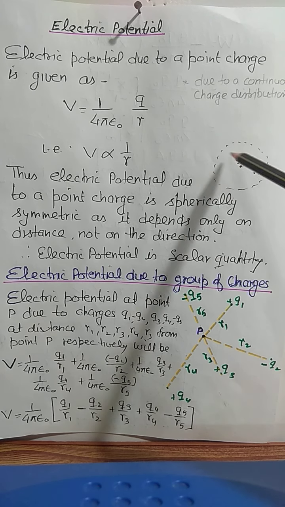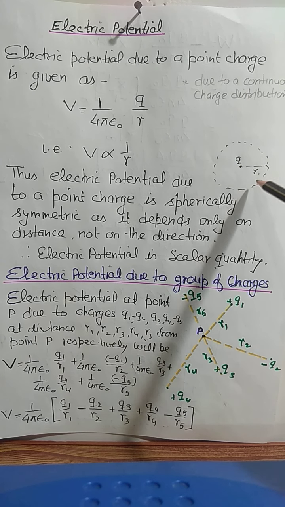If we consider a surface which is equidistant from the point charge, then the potential at the surface will be equal. Thus the electric potential due to a point charge is spherically symmetric, as it depends only on the distance and not on the direction. Clear? Students, electric potential is a scalar quantity.